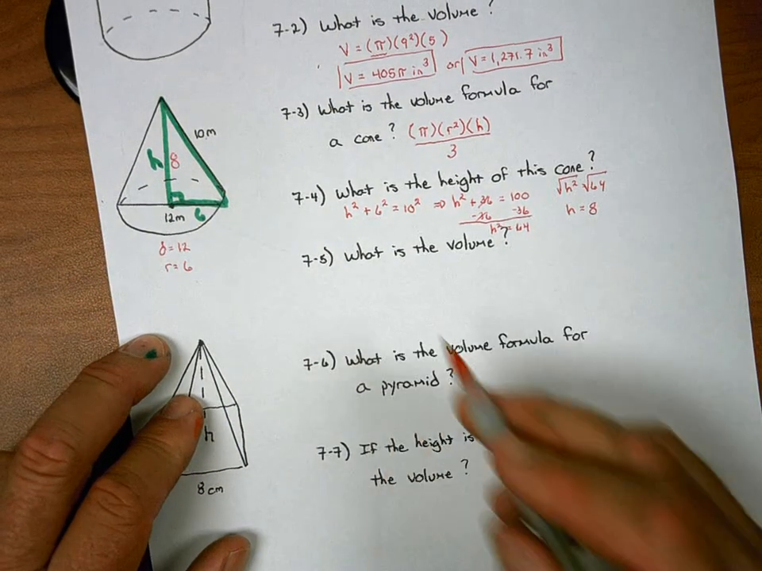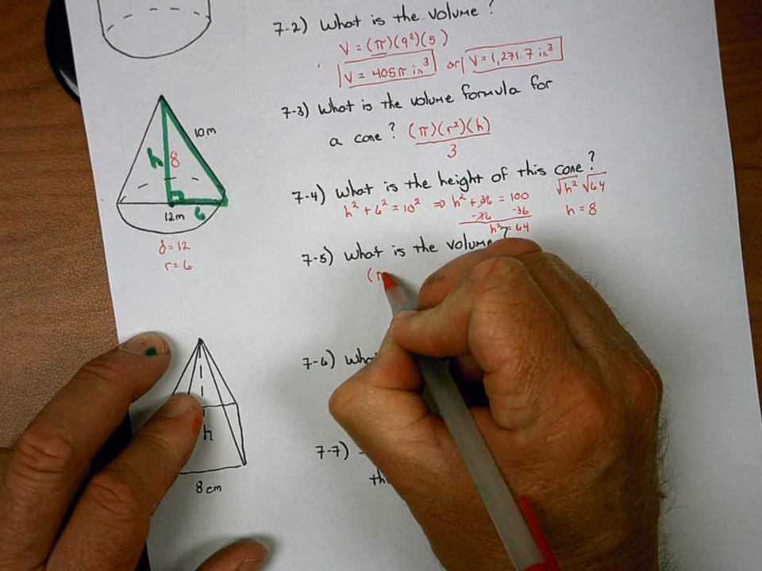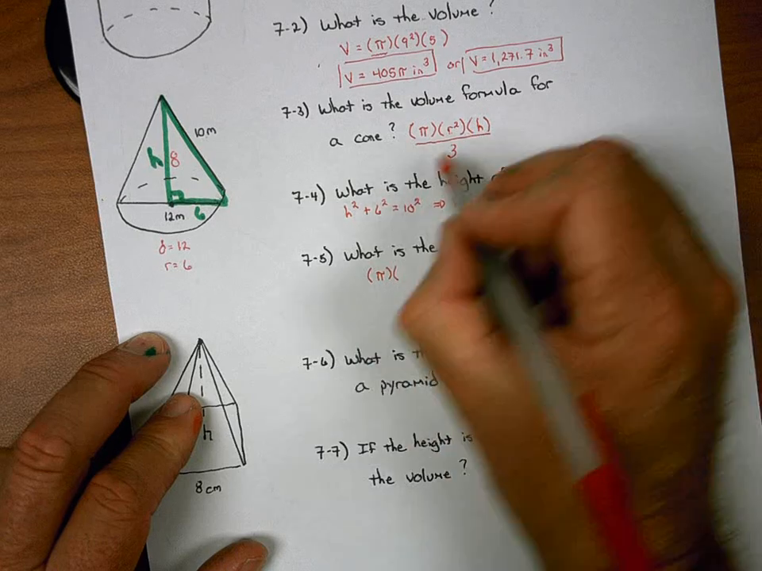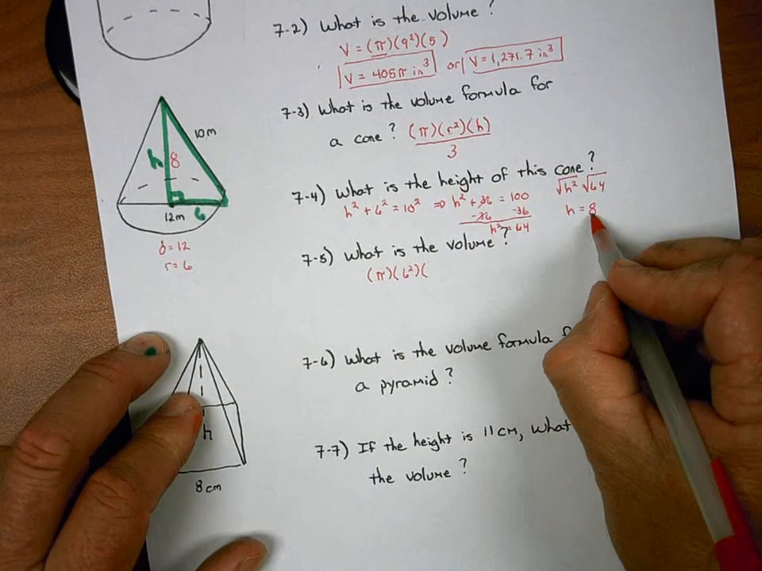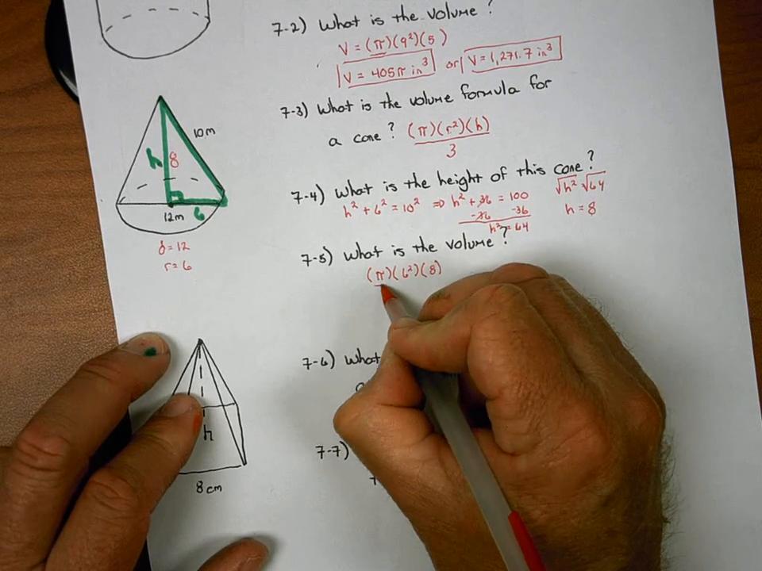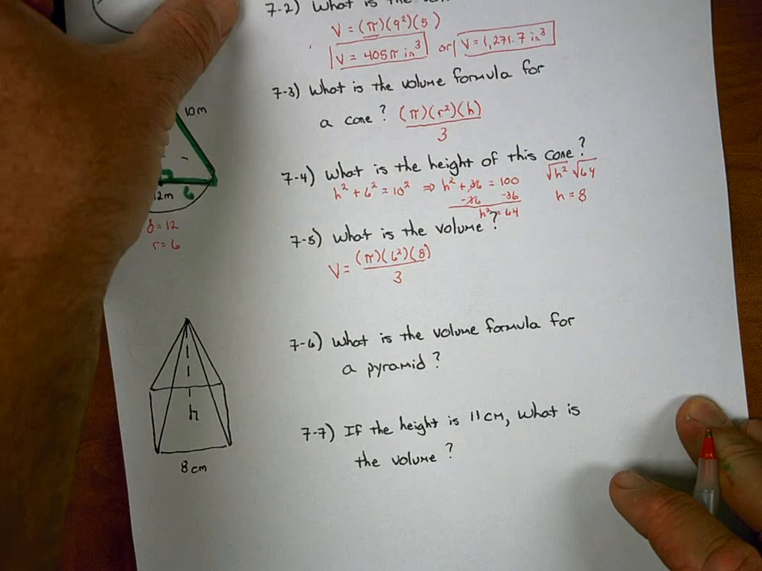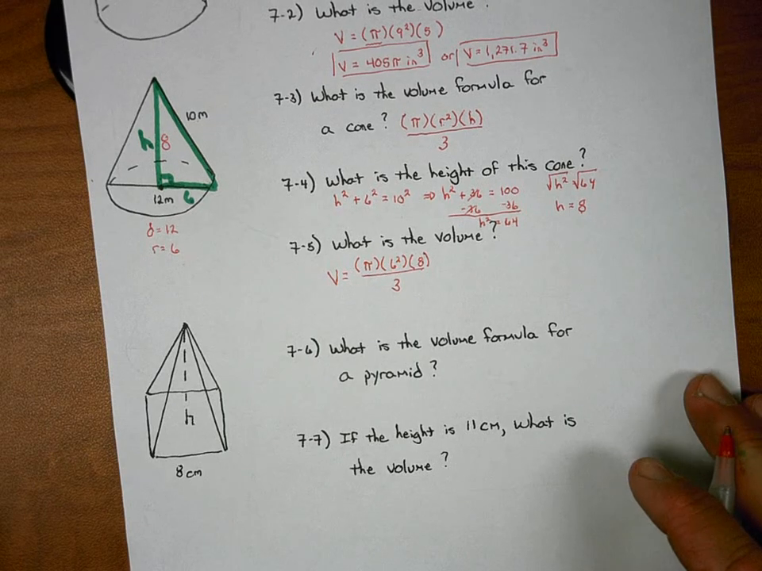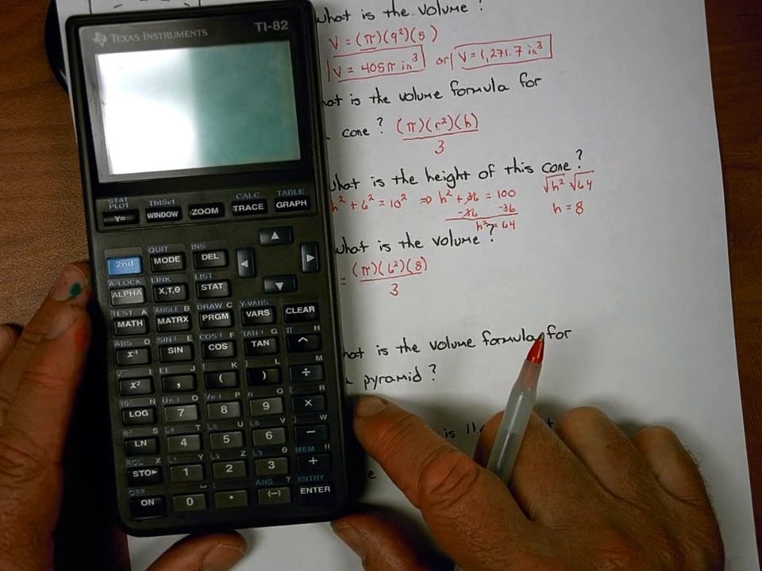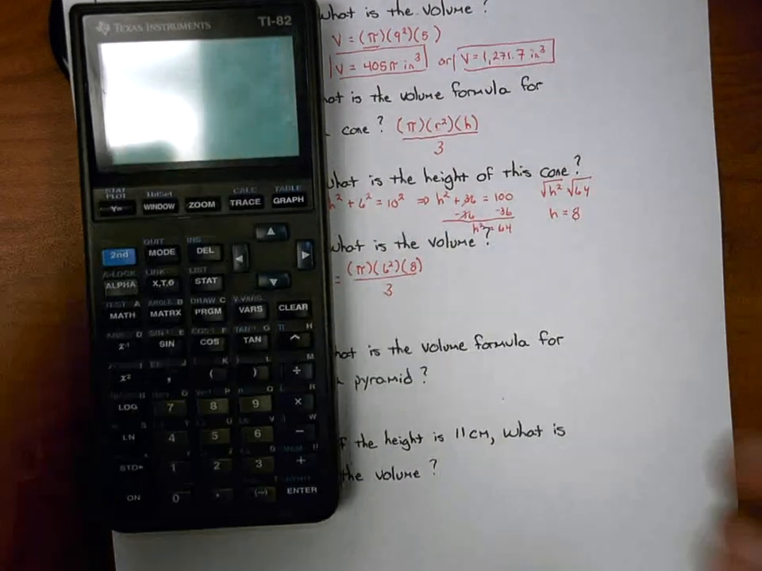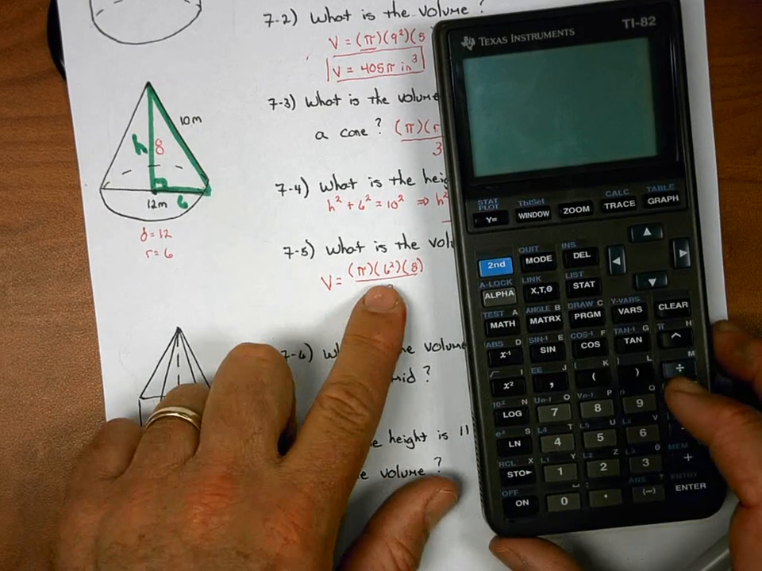So now 7-5 says what is the volume? Okay, so I'm going to just plug in the numbers into my formula. So I'm going to have pi times the radius, which we said was 6, squared, times the height, which we just figured out was 8, and then we're going to divide that all by 3. So that right there is going to give me the volume of the cone that I'm dealing with in numbers 7-3, 7-4, and 7-5. Okay, so once I have the formula, it's just a simple matter of plugging that formula into my calculator to see what it works out to.